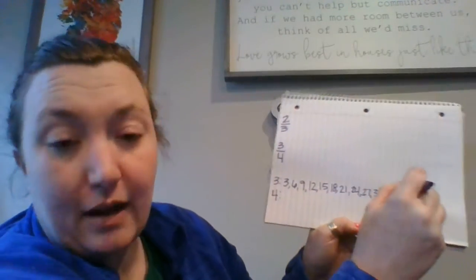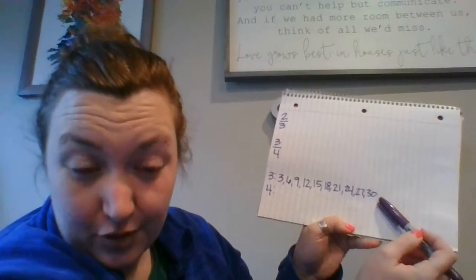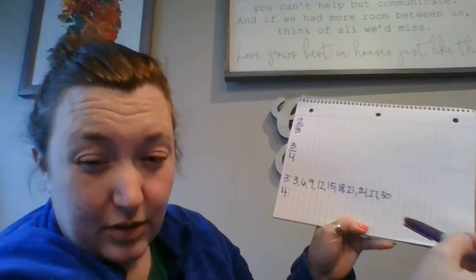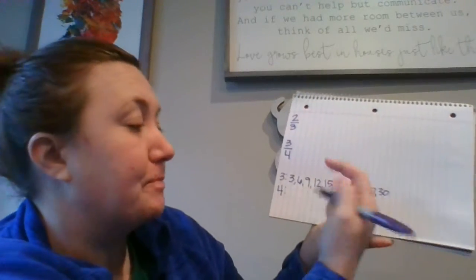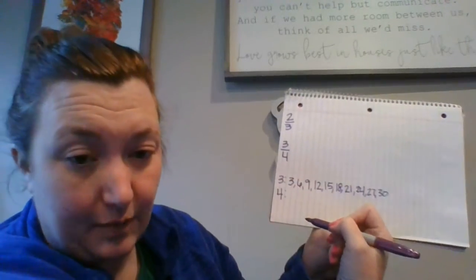So basically you just skip count. I always told my kiddos to go to 10 the first couple times, but after you do this for a little while, you'll be able to know when you probably have a match, right? Okay, then we're going to do the same thing for 4.